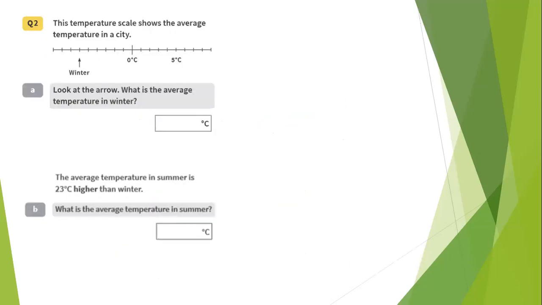And for the next question, we're looking at temperature, and it looks like we're looking at negative numbers as well. The temperature scale shows the average temperature in a city. Look at the arrow. What is the average temperature in winter?